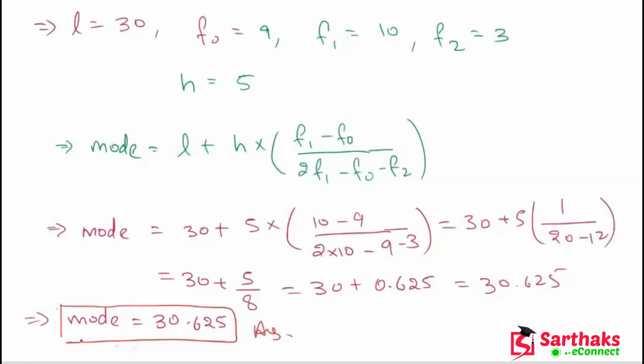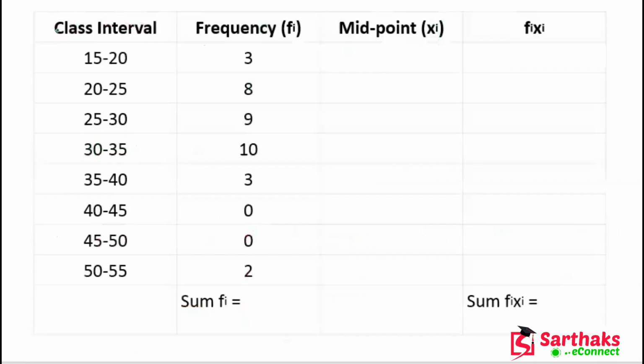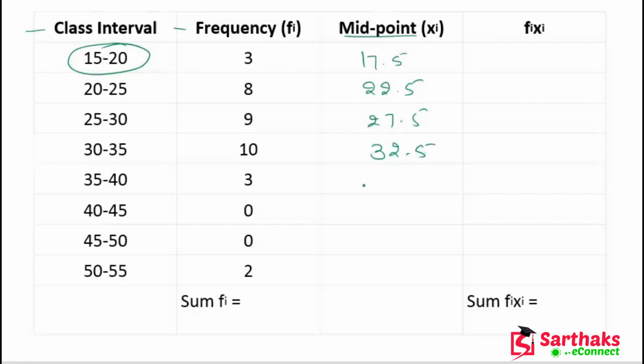Okay, so now we have to calculate the mean. We have this table like this. So now we have the class interval and the frequency. Now we have to find the midpoints. Midpoints of the class intervals become the xi. So this will be 17.5, 22.5, if you find the midpoint of this we get 27.5, 32.5, 37.5, 42.5, 47.5, and here is 52.5.